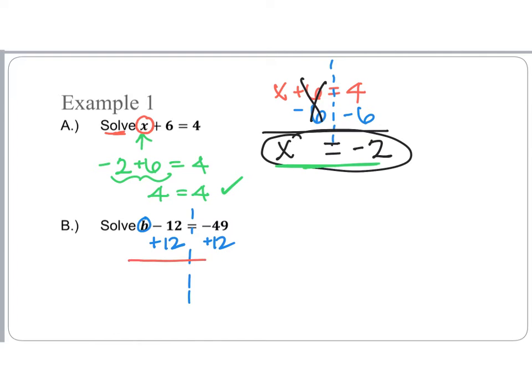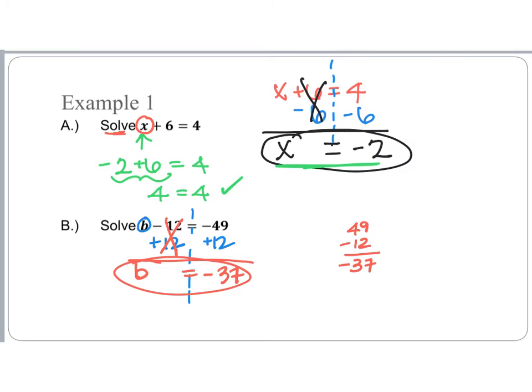So now I'm going to go ahead and simplify. There's nothing to be added or subtracted with my b. Negative 12 plus a positive 12 is going to cancel out. And then I have a negative 49 plus 12. I have two different signs, so I know I'm going to subtract. So 49 minus 12 is going to give me 37. 49 is my bigger number. That has a negative on it, so I know that my answer is negative 37. So b is equal to negative 37.